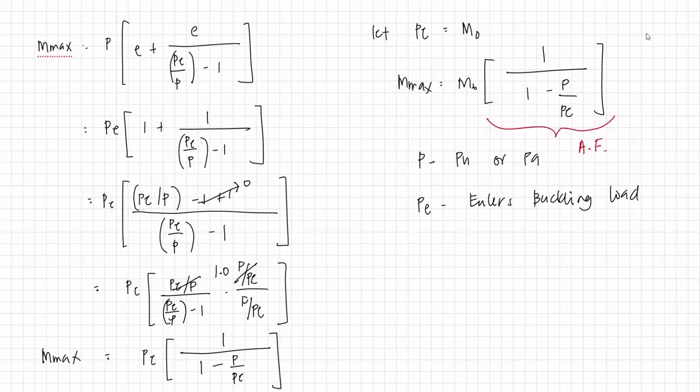So, amplification factor is equals to 1 over 1 minus P over P sub E. Okay. So, that is the factor that we need to account for the secondary effects of our moments. Ano? So once multiplied natin yun sa calculated natin moment from our first order analysis, we have now our maximum moment due to the second order na.